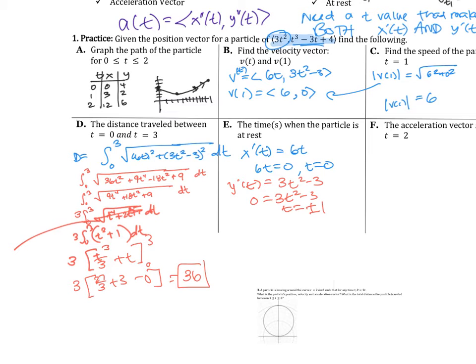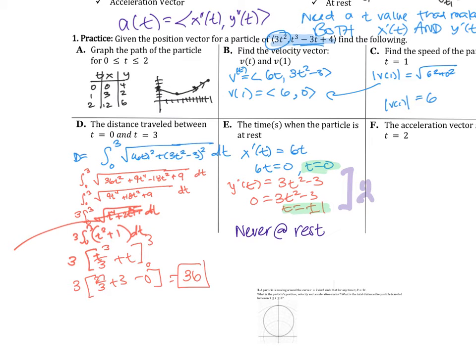So what I'm doing now is looking for where there is overlap. What t values make both x prime of t and y prime of t equal to 0? And in this case, there is no overlap. And what that means is this particle is never at rest. It's never at rest because there is not a t value that makes both components of the velocity vector 0.